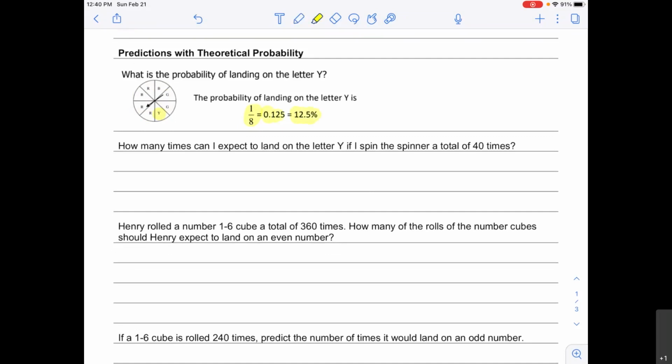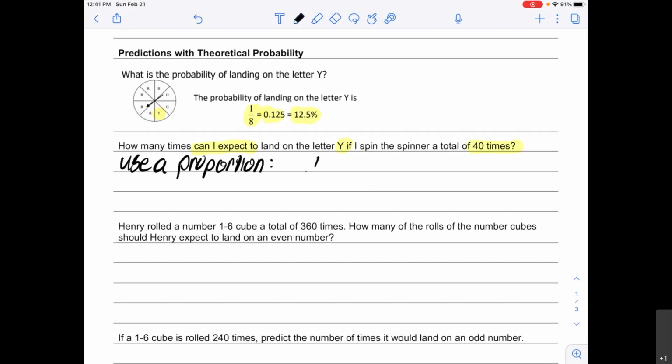So my new problem is how many times can I expect to land on the letter Y if I spin the spinner a total of 40 times? So this is what we're going to be doing with making a prediction. We're starting with what we know. Probability is 1 out of 8. And then we're using it to make a prediction. If I do this 40 times, what's going to happen? And I'm going to do this by making a proportion. Proportions are super useful all over math, and this is a really good time for them.